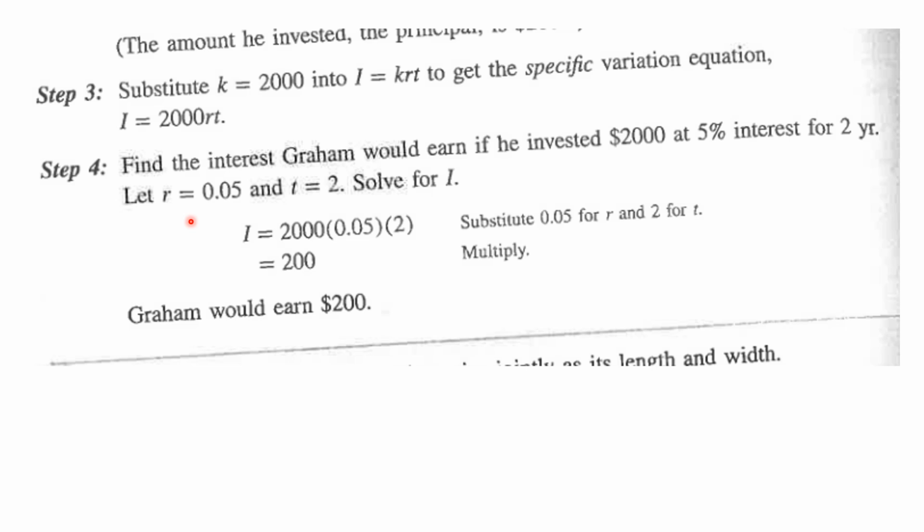And so we substitute in our general equation I is equal to 2,000 RT. We substitute for R and T. So I is equal to 2,000 times 0.05 times 2. You do the calculation, you get 200. That is, the interest that Graham would earn over the 2 years is $200.